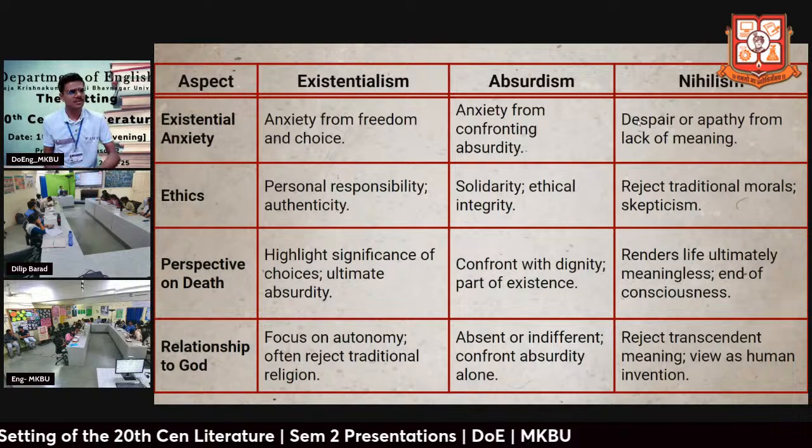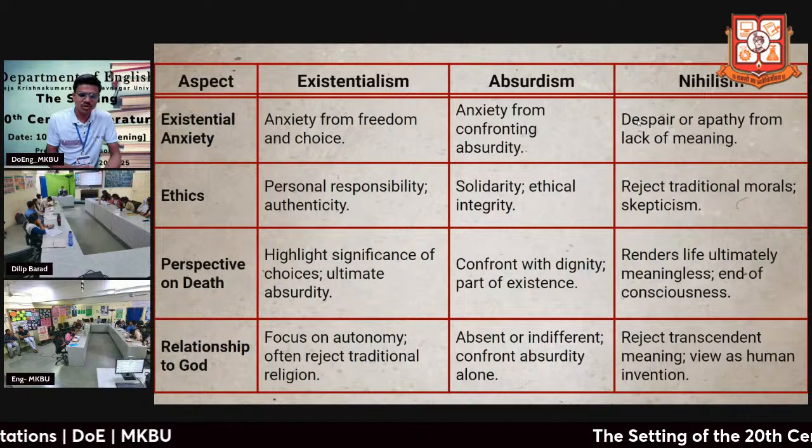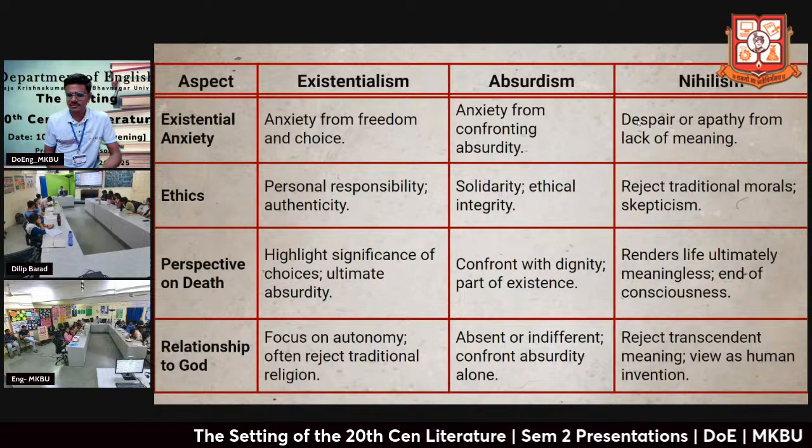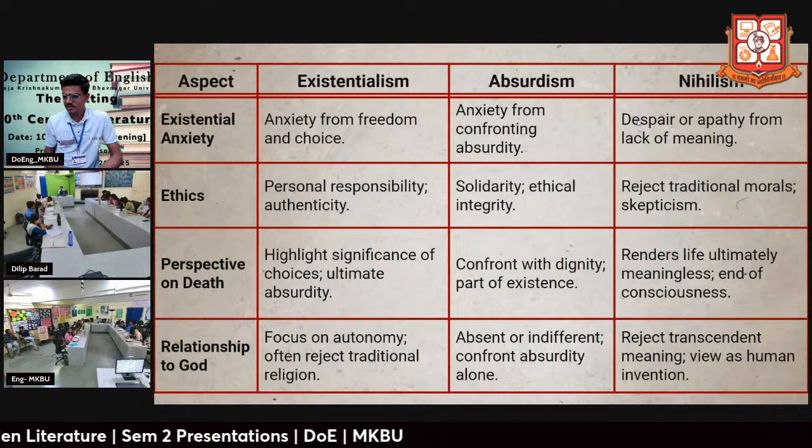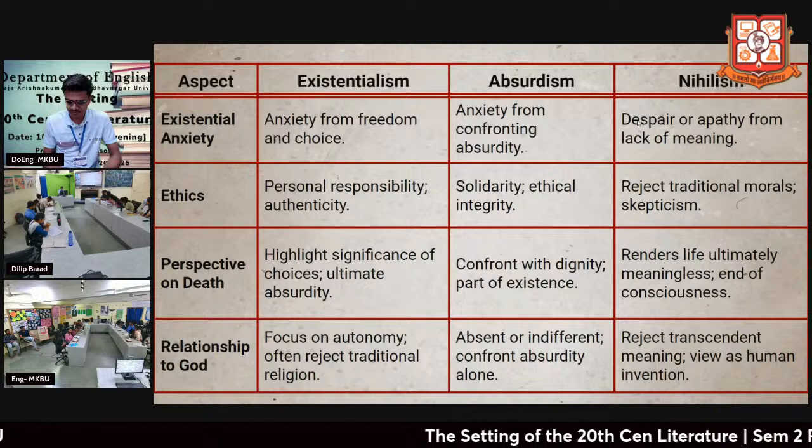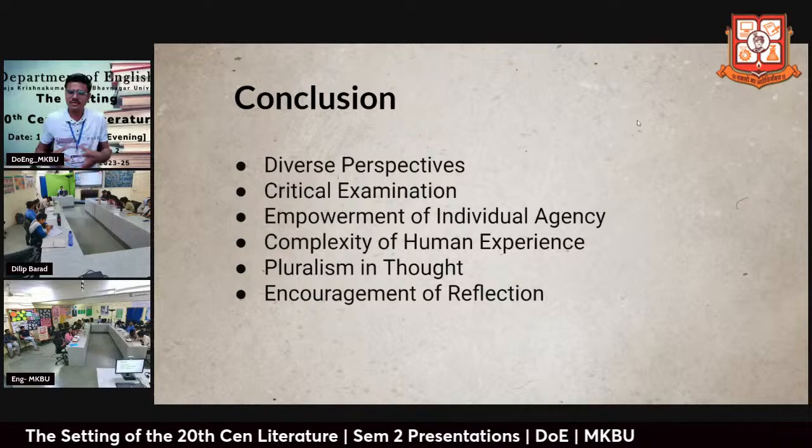And relationship with God: existentialism focuses on autonomy, and they reject traditional religion, they don't believe in religion. In absurdism, we find God absent and indifferent, so we confront the absurdity alone. And in nihilism, we find transcendent meaning rejected, viewed as a human invention. We have created God, God does not exist. In conclusion, through this discussion we can get different perspectives from different philosophers.